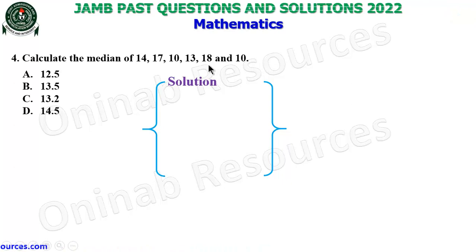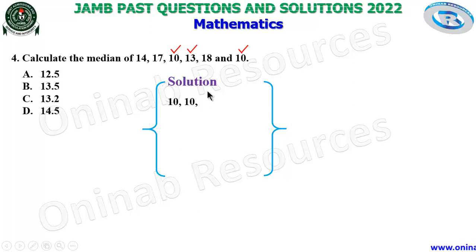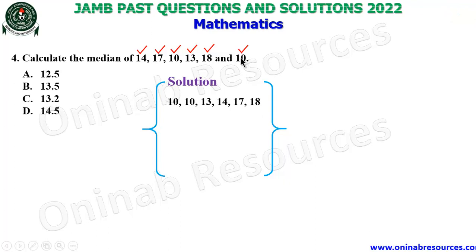So we are starting from the lowest, which is 10. So we record the 10. The next one is another 10. So we have the 10. The next is 13. We have 13. We then have 14. We then have 17. So we record 17. And finally, we have 18 recorded. So we have 1, 2, 3, 4, 5, 6.